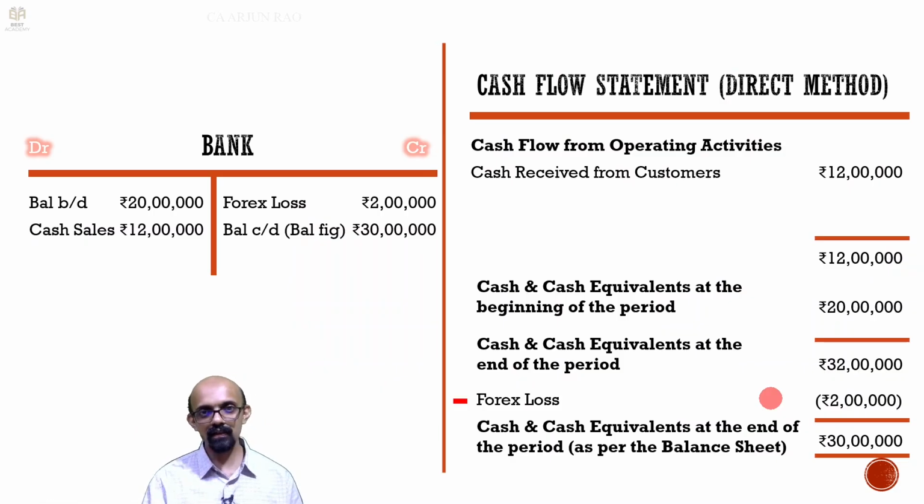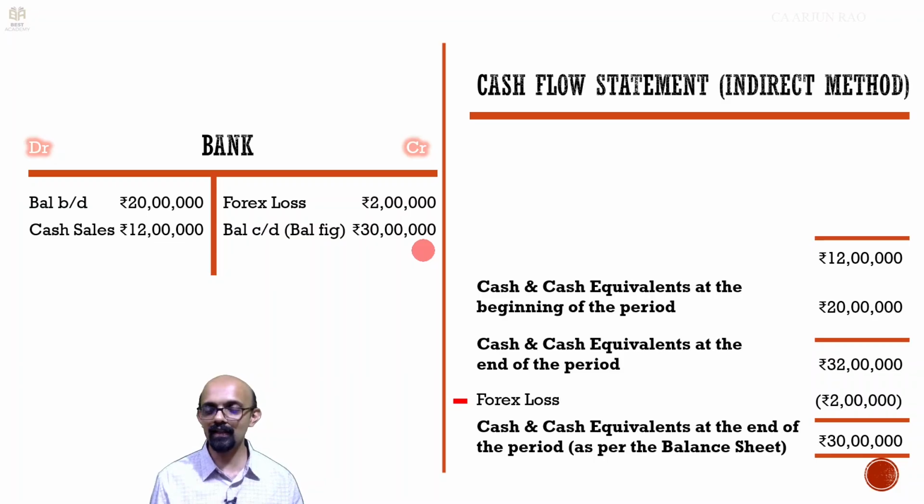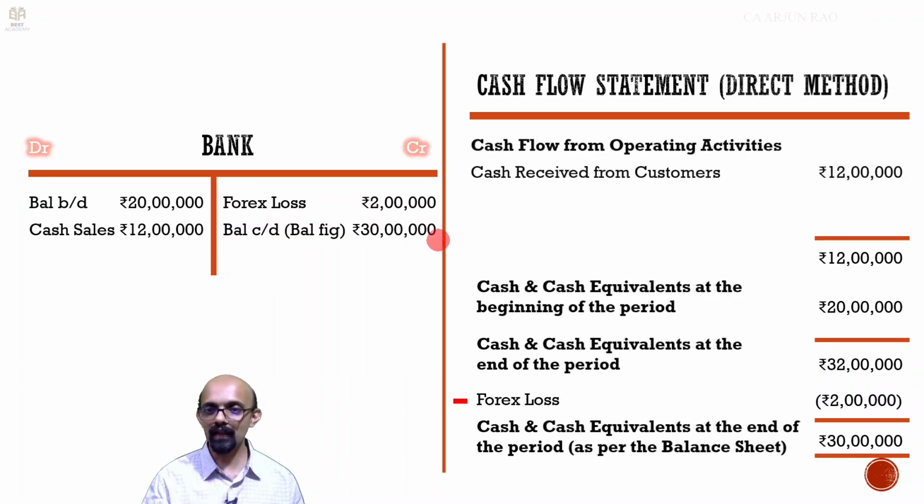So, we are reporting the forex loss in order to reconcile the cash and cash equivalents that should have existed and the actual cash and cash equivalents as per the balance sheet after taking into account the impact of foreign exchange changes. Now, the next interesting point is how would we do this as per the indirect method? As per direct and indirect method, the net result should be the same.